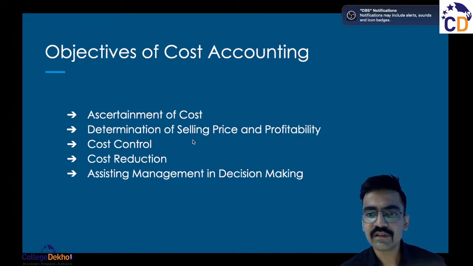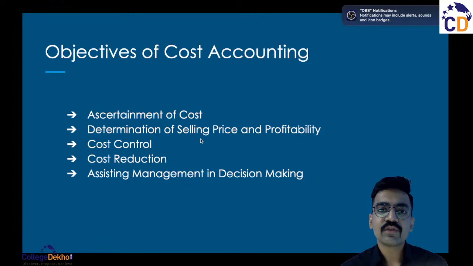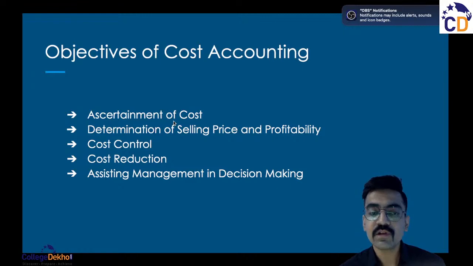So this is the basic formula that we all know, that cost for a company plus the profit margin is always equal to the selling price, right? So cost accounting, by helping the company in ascertainment of cost, also helps the company in determination of selling price and profitability, right? Because we know what the cost is and we also know what profit we want, and together both of these amounts arrive at the selling price of a commodity or the selling price of a service, right?